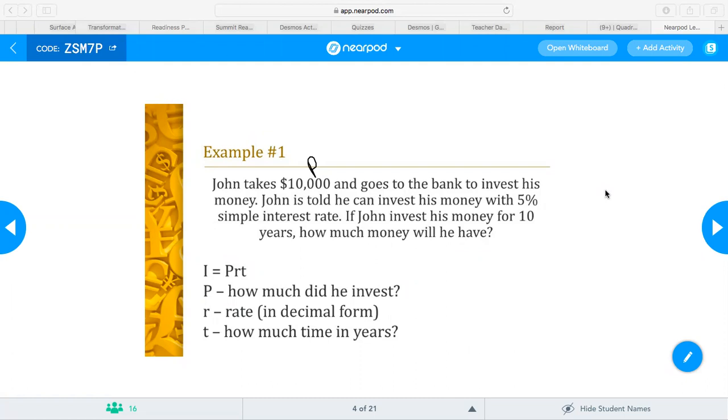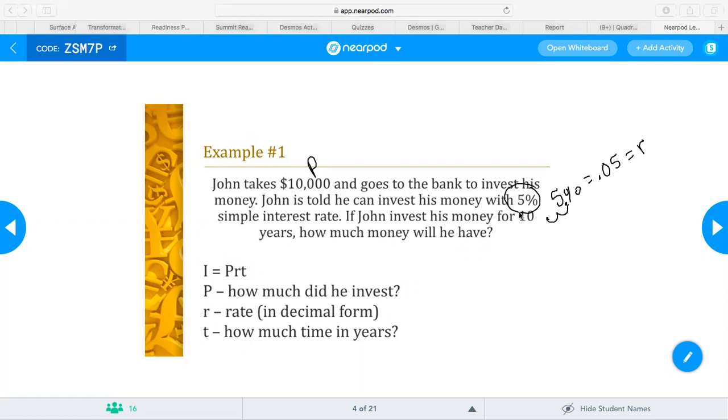John is told he can invest his money with 5% simple interest. 5%, what does that represent? The R. But do I want that in percentage? No. So how would I change it? 2 decimal places to the left. 1, 2. So that equals 0.05. This is my R value.